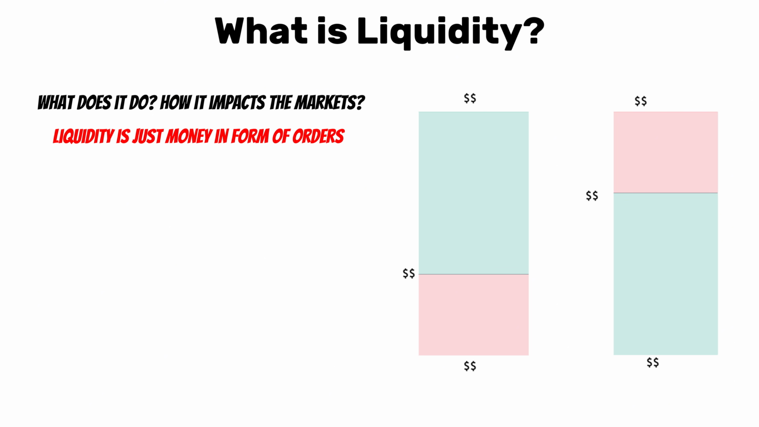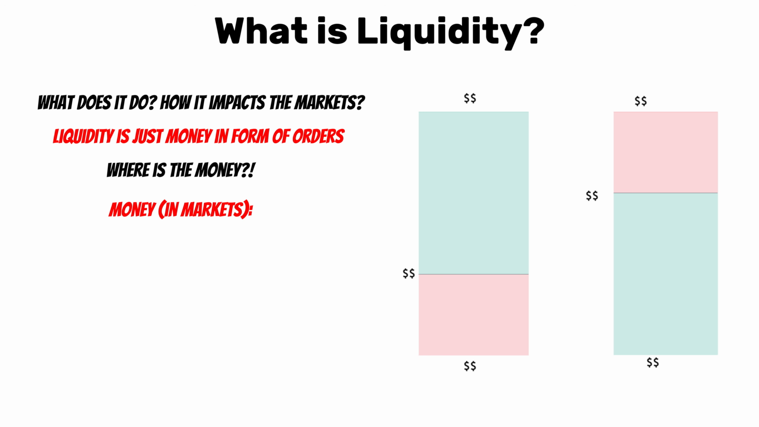This is a pretty simple concept. We are talking about what is liquidity, and what does liquidity do, or how does it impact the markets. We first have to understand what exactly is liquidity. So what does it mean? Because you might probably have heard of it before. Liquidity in trading essentially refers to money in form of pending orders. So when we want to identify areas of liquidity, we need to ask ourselves, where is the money?